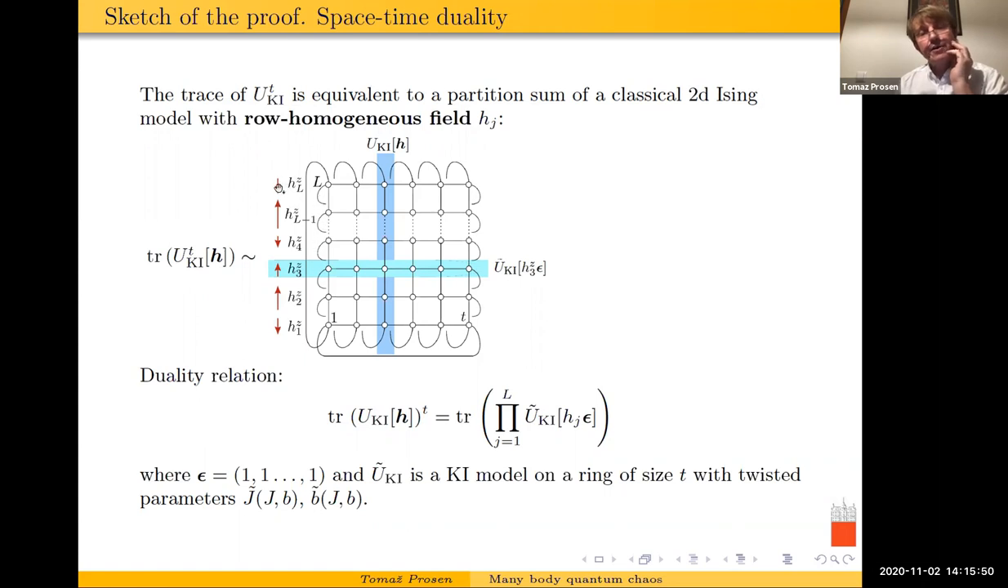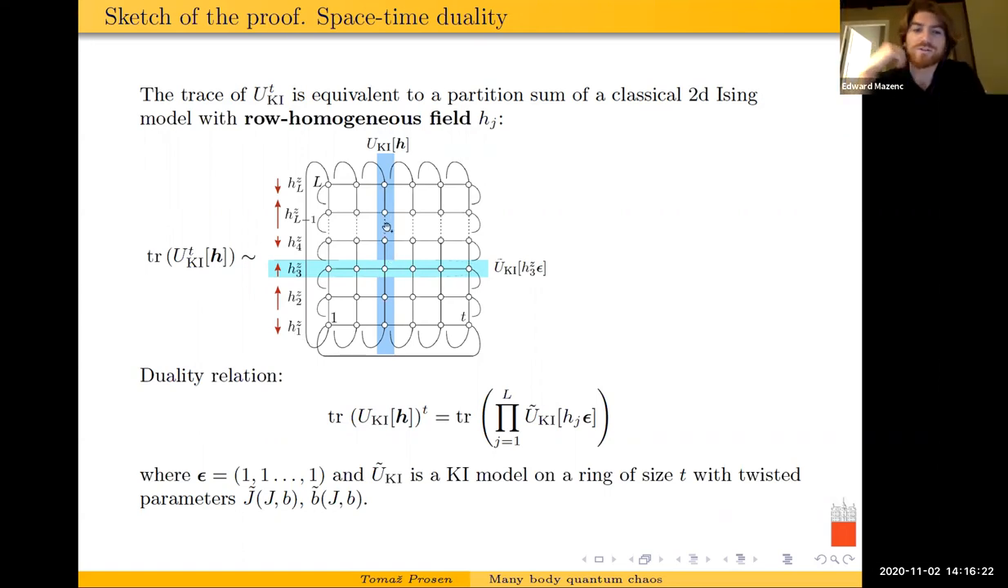And of course, each spatial point has a different value of longitudinal field, which I indicate here with these red arrows. Computing this trace of U to the t now amounts to computing this partition function in terms of a transfer matrix. The column transfer matrix is just the quantum propagator, or the Floquet operator. So you're applying the Floquet operator on a state from a Hilbert space of dimension 2 to the L, and once you're done, you do the trace.